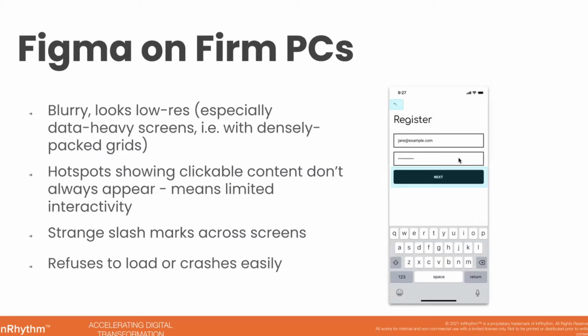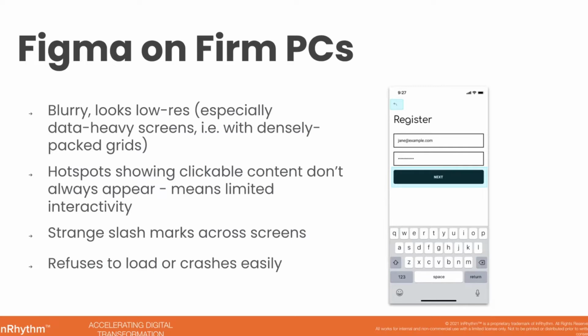The other issue is that the hotspots in a prototype aren't always visible. So when you're in a prototype in Figma, the way it should work is that if you're not sure where to click on a screen, if you just tap your mouse, these little blue boxes, like you can see in this screenshot, will appear. And so okay, I can click this button or I can click this button. But on the firm PCs, those just don't always show up. So a developer who's trying to see where the interactions are is not always going to get a good sense.